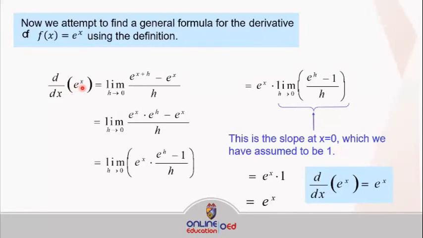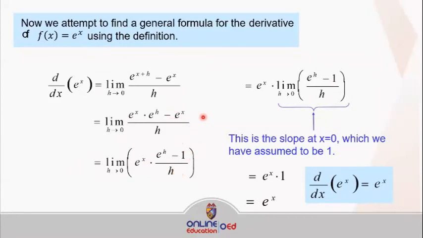Application ng formula natin, we have the limit as h approaches 0 equal siya sa e raised to x plus h minus e raised to x over h. So, pinaghiwalay lang dito. We have the limit as h approaches 0, e raised to x multiplied by e raised to h, minus e raised to x, over h. And then, next natin is multiply. So, we have e raised to x multiplied by e raised to h minus 1 over h.